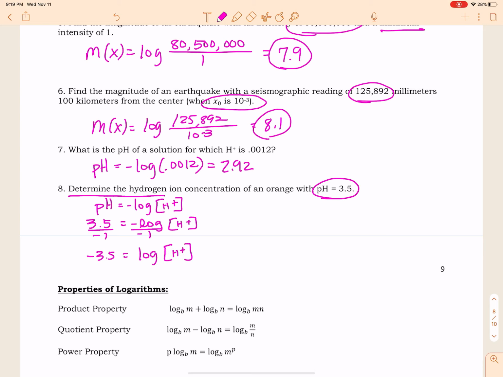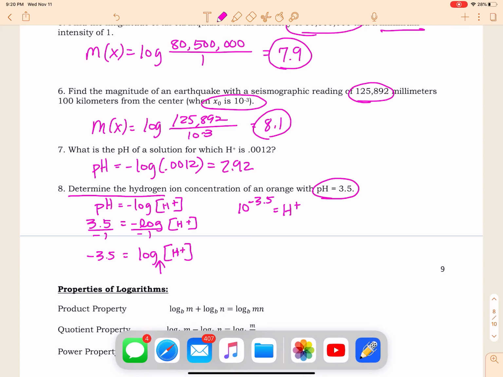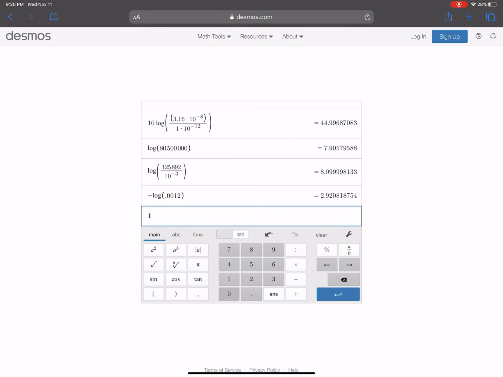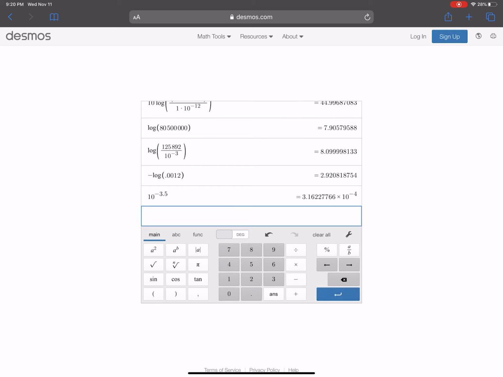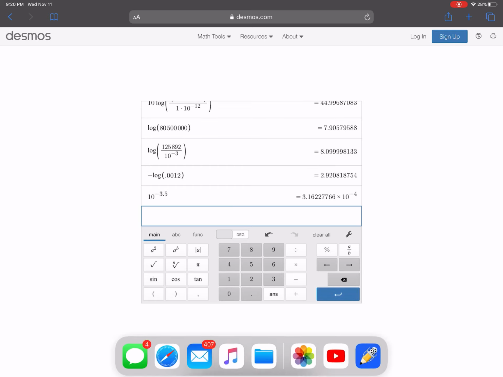Now all of these formulas we're using, you'll notice I haven't drawn in a base. That's because the base is 10, because these are common logs. So I'm going to have to rewrite this in exponential form. So it's going to be, remember, base 10 to the negative 3.5 will equal my hydrogen ion concentration. So all I need to do is go back to my handy dandy calculator, type in 10 to the negative 3.5 power, and bam, 3.16 times 10 to the negative fourth.